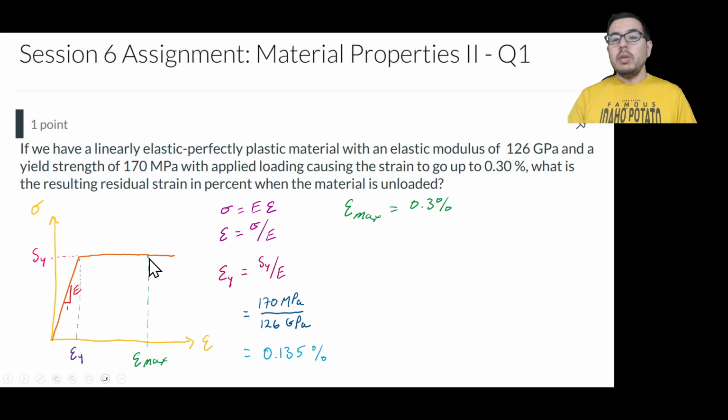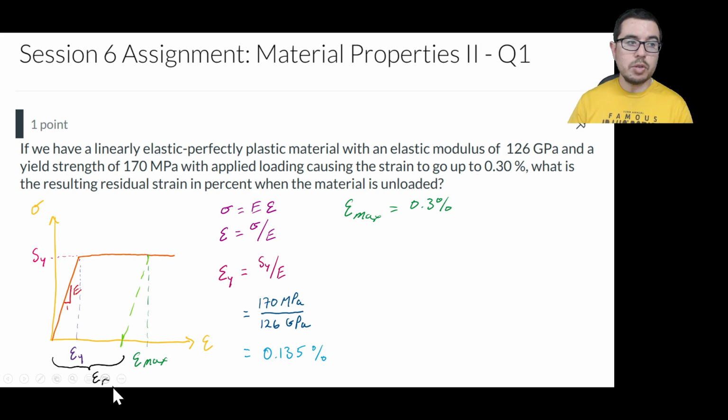Now, we're looking for the residual strain when we unload. So what does unloading look like? And then we'll calculate the residual strain. Well, unloading, as we've discussed in class, means that we go back down the elastic modulus, or with the slope of the elastic modulus. So we go back down like this. And we can think about what the strain might be associated with going back that amount, and that is going to help us figure out what the residual strain is.